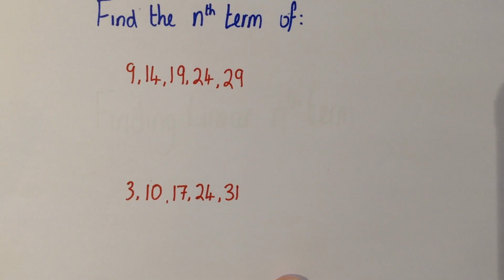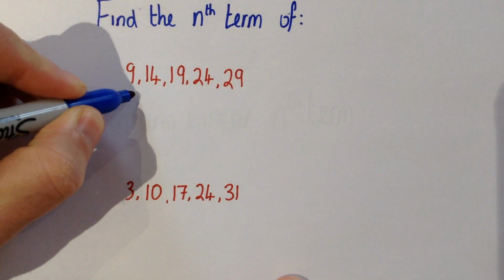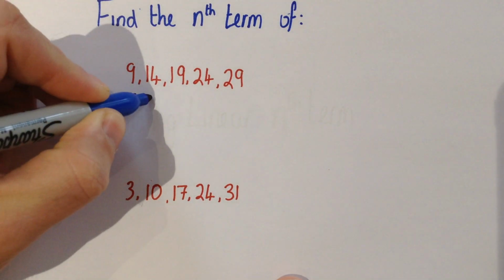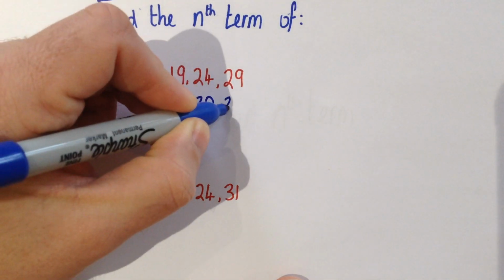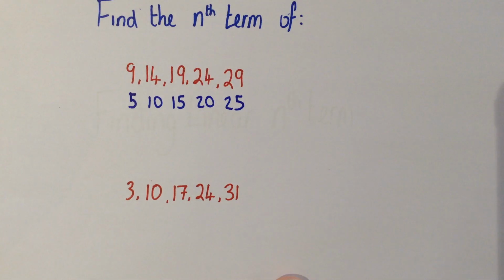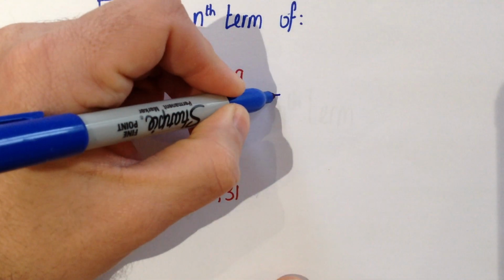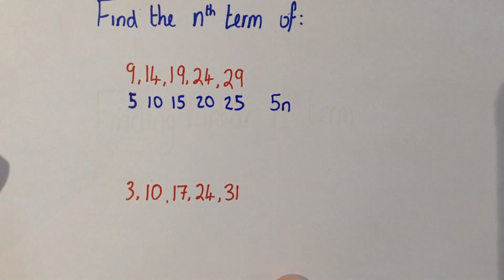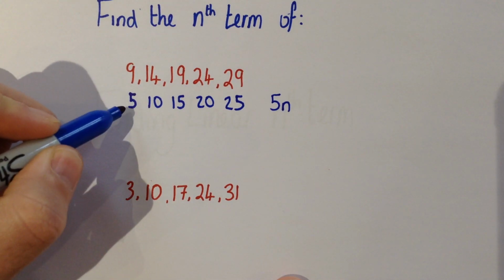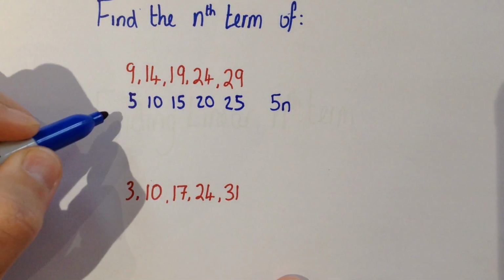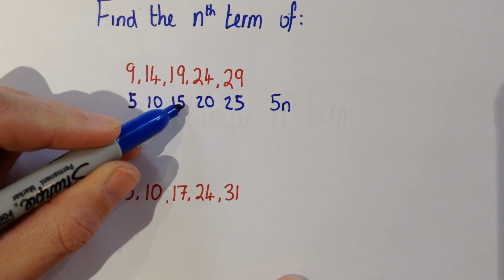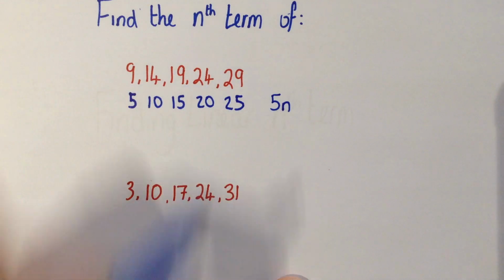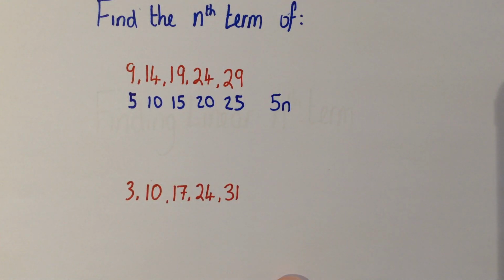In order to work out the nth term, we start off by writing another sequence that increases by 5 each time, namely the 5 times table. Now the 5 times table can be written as 5n, because each number in the 5 times table is 5 times a number. Therefore 5 times 1, 5 times 2, 5 times 3, and so on. So any number in the 5 times table, or the 5 times table itself, can be written as 5n.